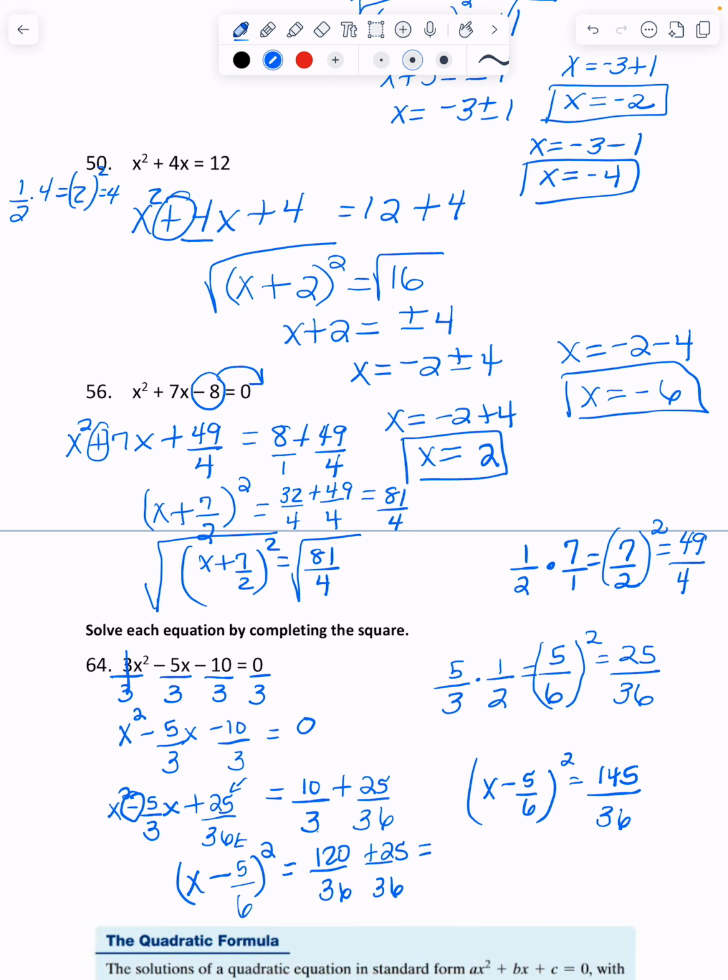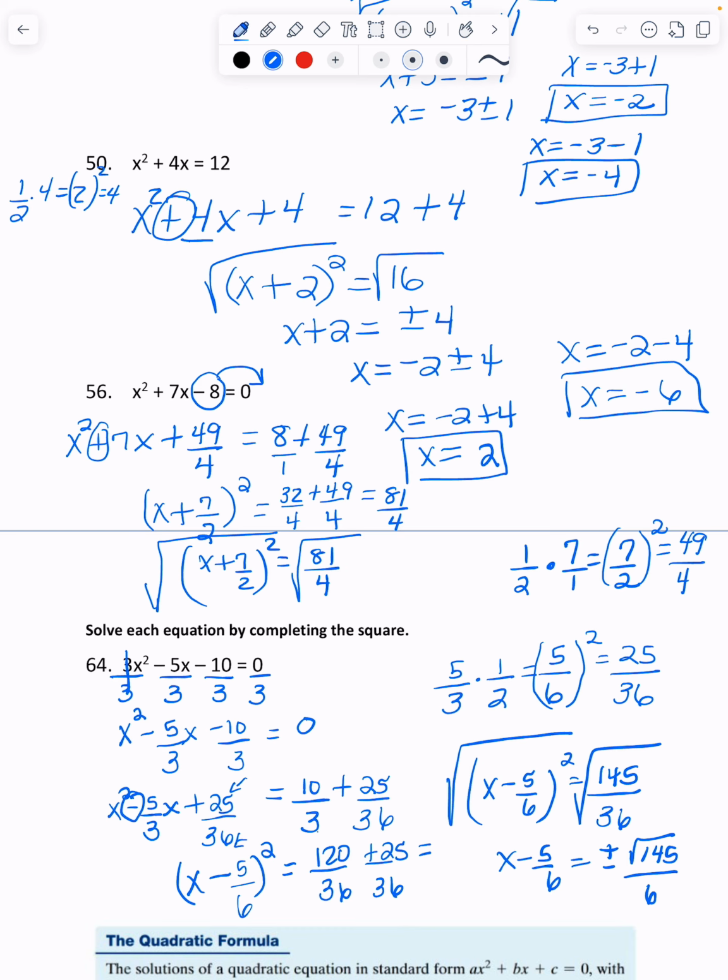So I'm going to take the square root of both sides. I get x minus 5/6 equals plus or minus, I'm taking the square root of 145 and the square root of 36, which is a perfect square. I wonder if 145 can be broken down, because anytime I have a number up under the square root that can be simplified, I need to simplify that.